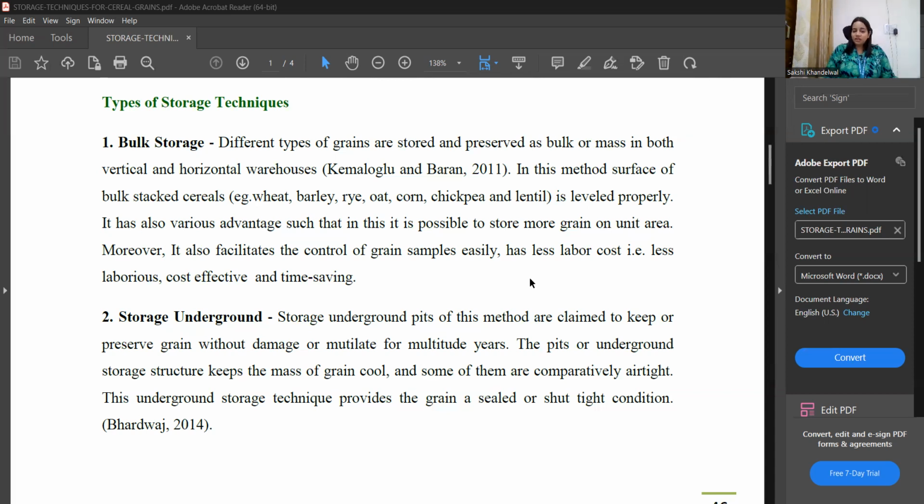What bulk storage is all about is that we can store different types of grains in bulk, and it requires less labor cost and is less time consuming. It is cost effective and less laborious, and we can control lots of grain and grain samples easily. That's why it is used nowadays and is used in the majority of food industries to preserve our cereals. So the next is storage underground.